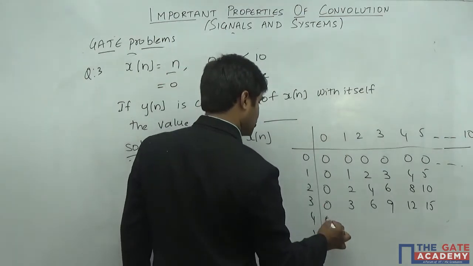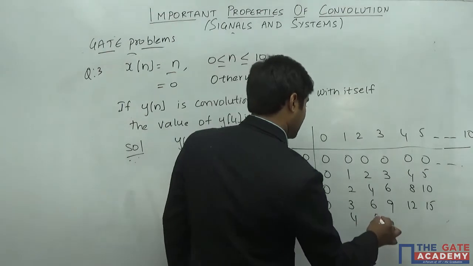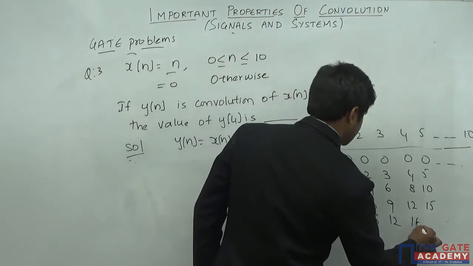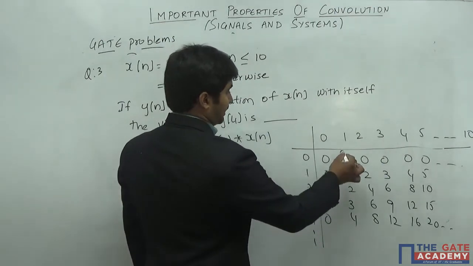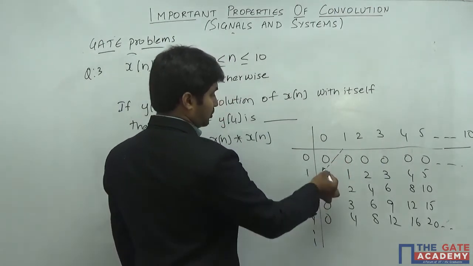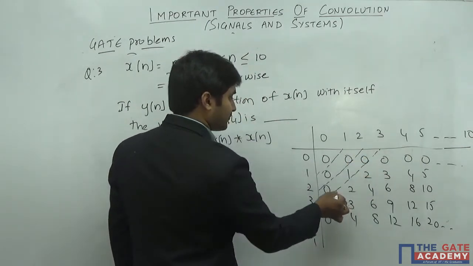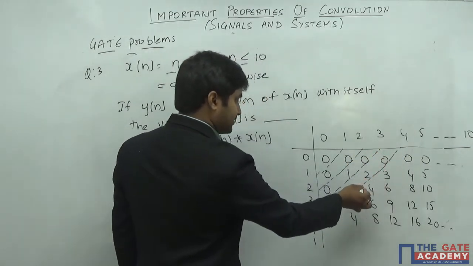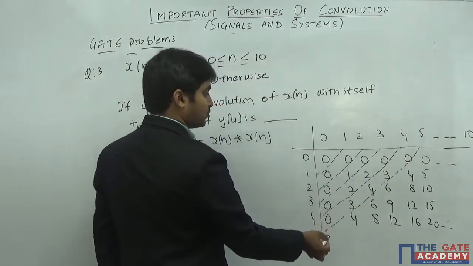4, 0, 4, 8, 12, 16, 20 and so on. Let us stop here. Let me try to draw the diagonals. This is going to give me y of 0, this is going to give me y of 1, this is going to give me y of 2, this is going to give me y of 3 and this is going to give me y of 4. This is what I require.